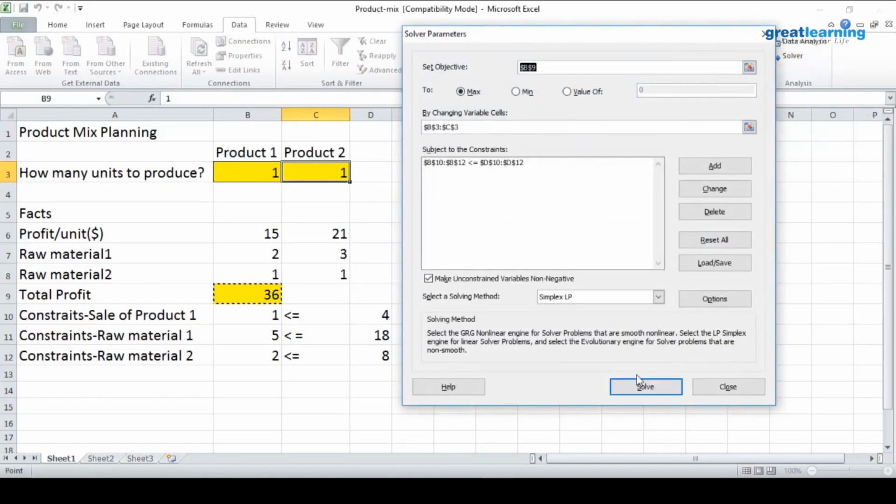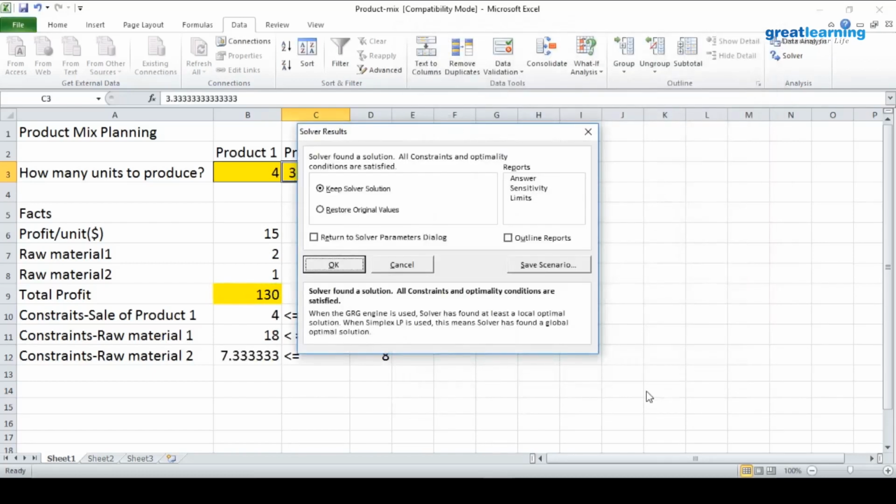When I click Solve, I get a solution, I get an output result. Solver found a solution, all constraints and optimality conditions are satisfied. Then the reports part, it says Answer, Sensitivity. So let me just show you here how we can do that part. Let us click Sensitivity. Answer, we are already seeing it on the screen. So let us click Sensitivity and click OK.